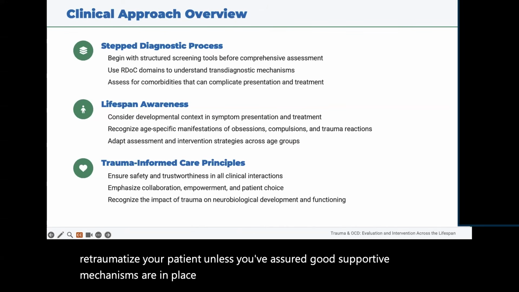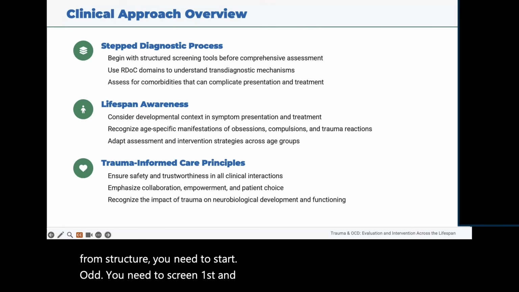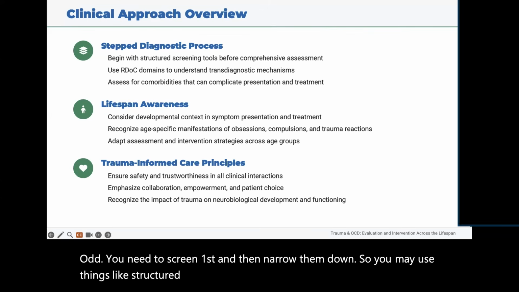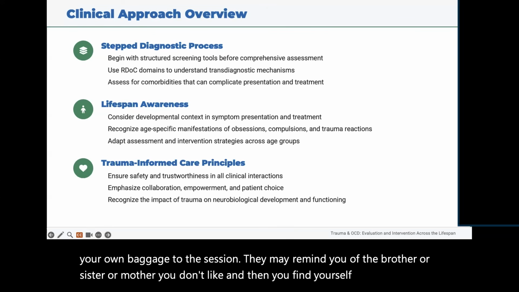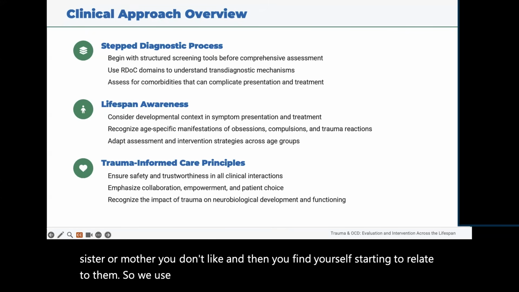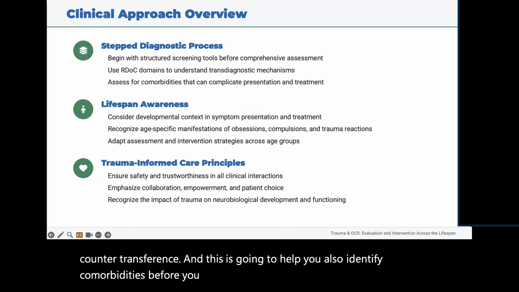So stepped process. Because clarity comes from structure, you need to start broad. You need to screen first and then narrow them down. So you may use things like structured tools to protect you from bias because you can bring your own baggage to the session. They may remind you of the brother or sister or mother you don't like, and then you find yourself starting to relate to them. So we use structured tools as a means of trying to narrow the countertransference. And this is going to help you also identify comorbidities before you start chasing the wrong lead.